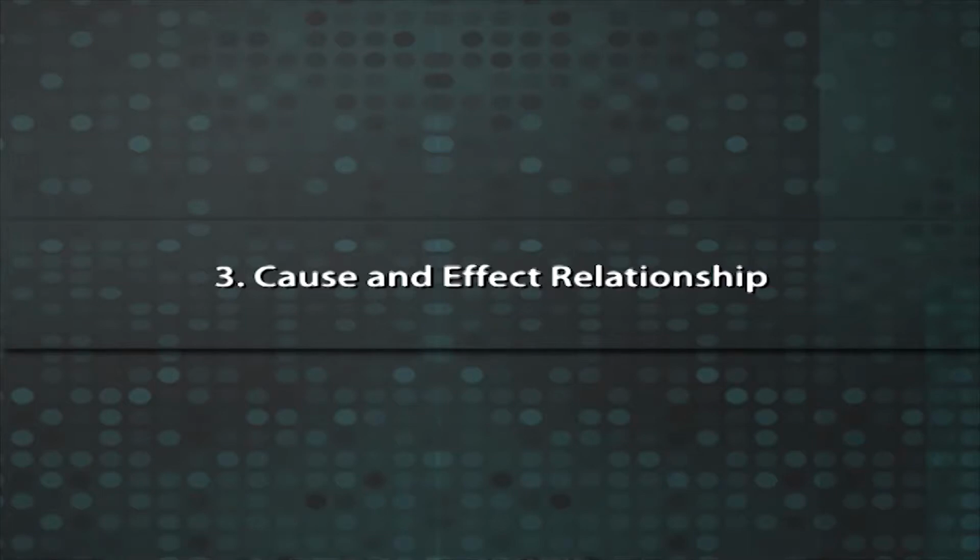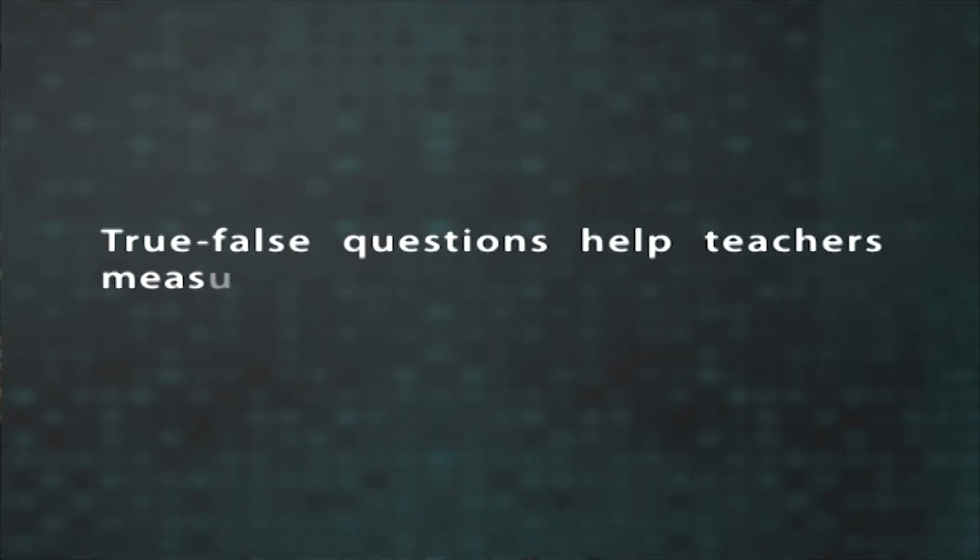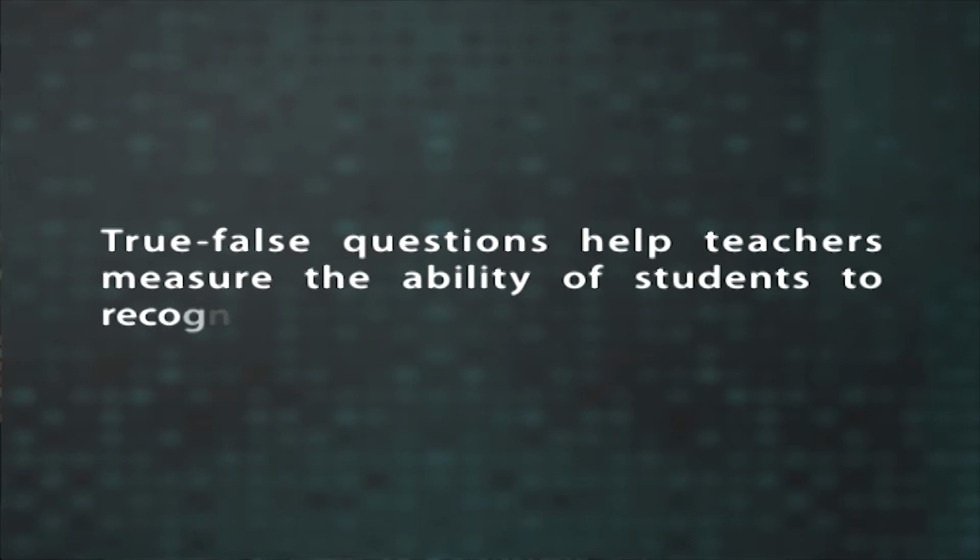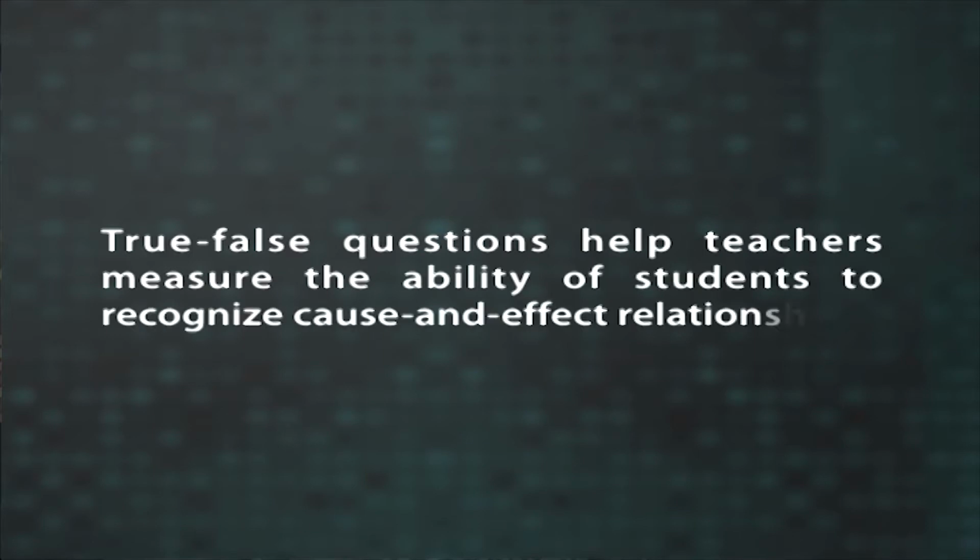Number 3, cause and effect relationship. True false questions help teachers measure the ability of students to recognize cause and effect relationships. Such questions usually contain two propositions in one statement, and students are to identify whether the relationship between these two propositions is true or false. Let us take two statements to understand this further.